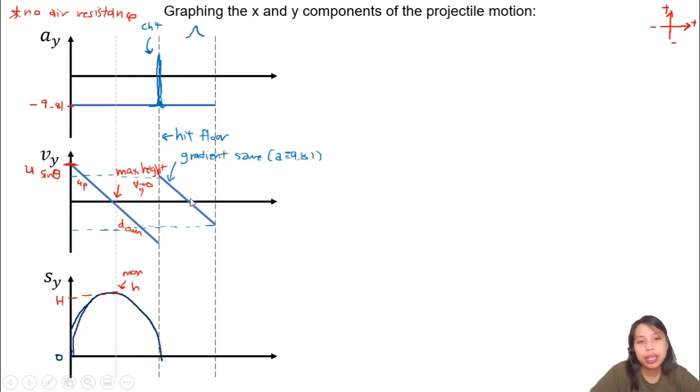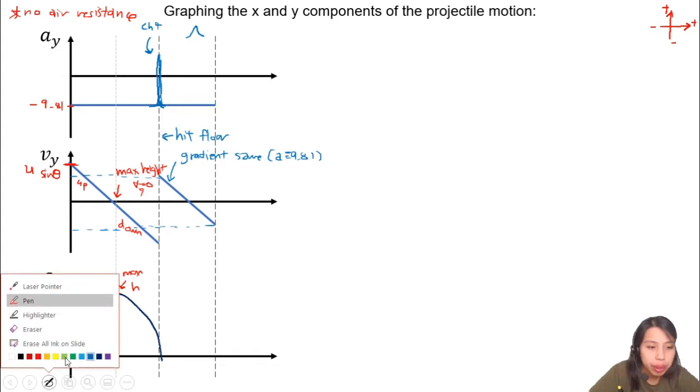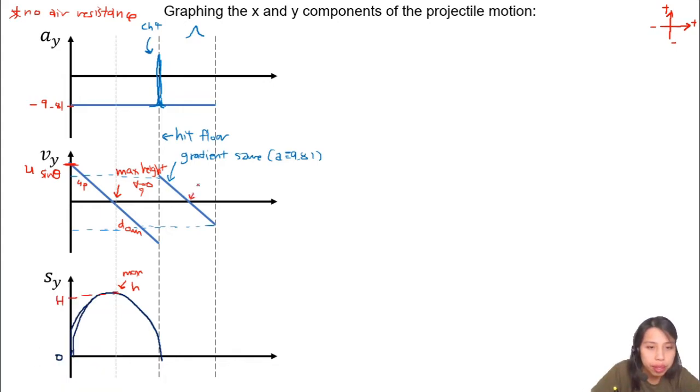You go up, another max height. I should label them all. Here, let me do this. Height 2. First one was height 1. Next one is height 2. Then it comes down. So this part is down. Then this part is up. And that's the end of the second projectile.